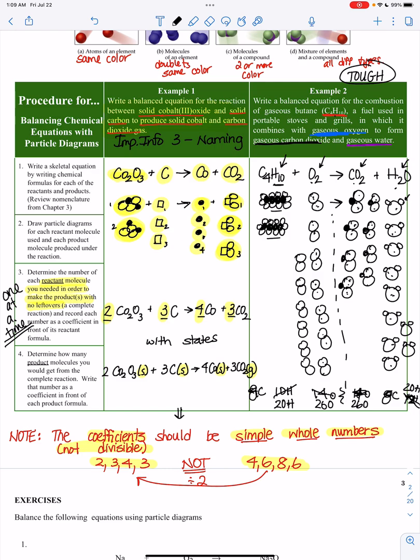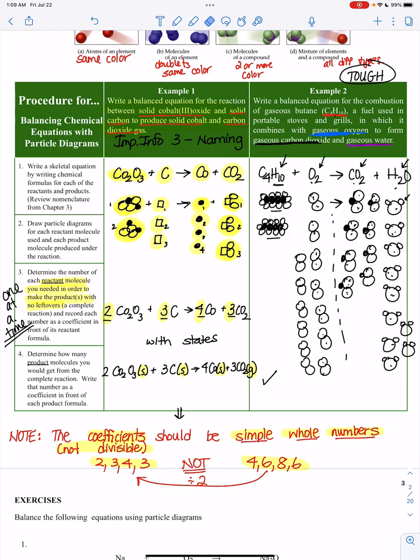And now we are in business. My carbons are in equal amounts on both sides. My hydrogens are in equal amounts. My oxygens are in equal amounts on both sides. And we are good to go. Now the last thing we do, now that I know that I'm good to go, is draw in our coefficients.